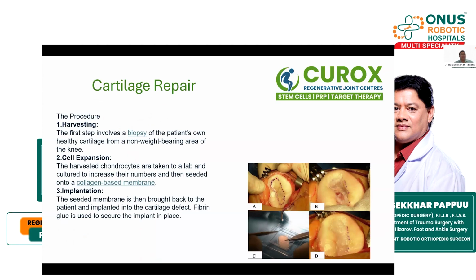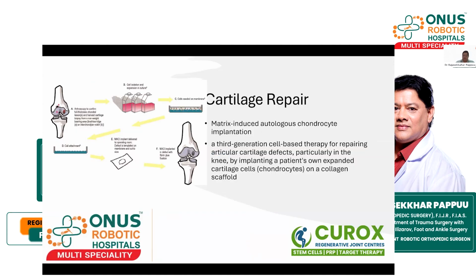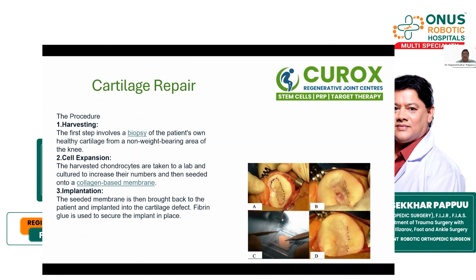They will be put on a membrane, like a thin layer, and that membrane is transferred to the cartilage defect. This is the second surgery, where you come to us and we implant the cartilage back into the joint to cover the defect. If you see these images, B, D, it is clearly visible.